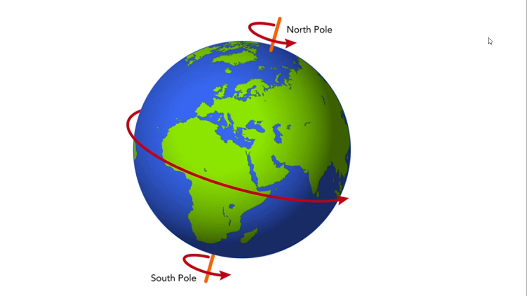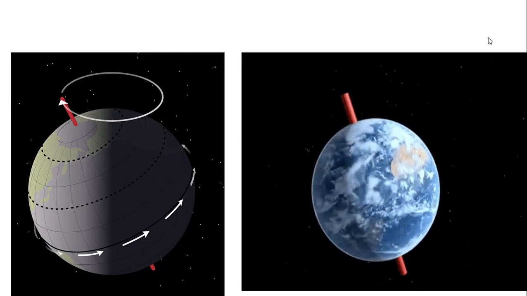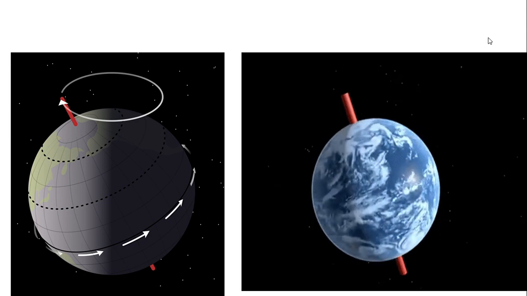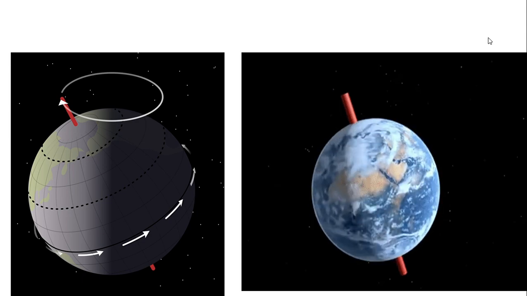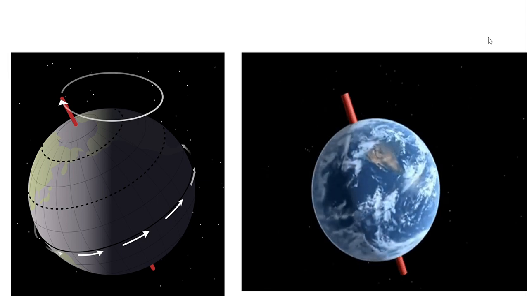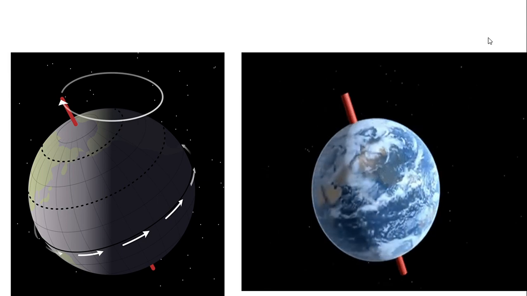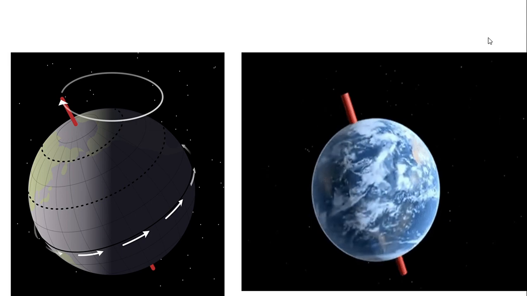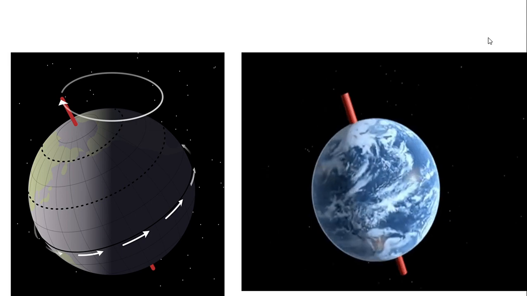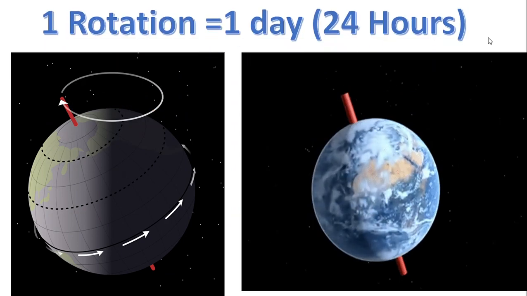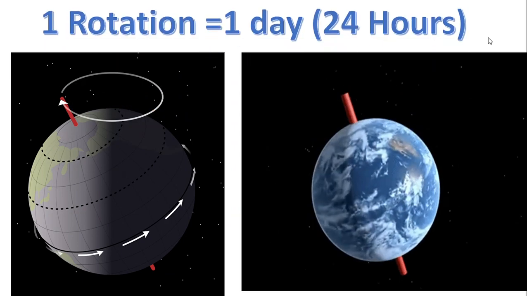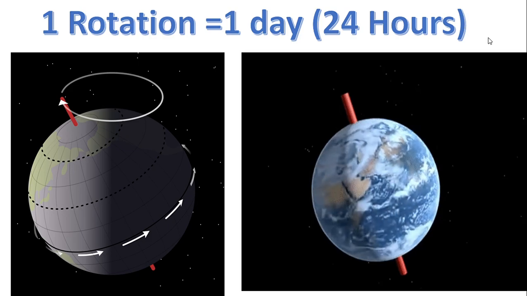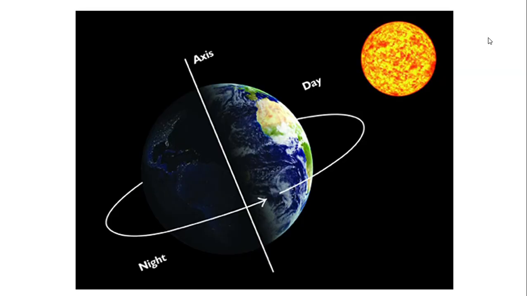Rotation and revolution. Do you remember these words? Yes, we remember. The Earth spins or rotates on its axis, and we know that it spins in an anti-clockwise direction. As we know, it means from west to east. We call this process rotation of the Earth, and we also know that one rotation is equal to 1 day or 24 hours. While the Earth rotates on its axis, it causes day and night.